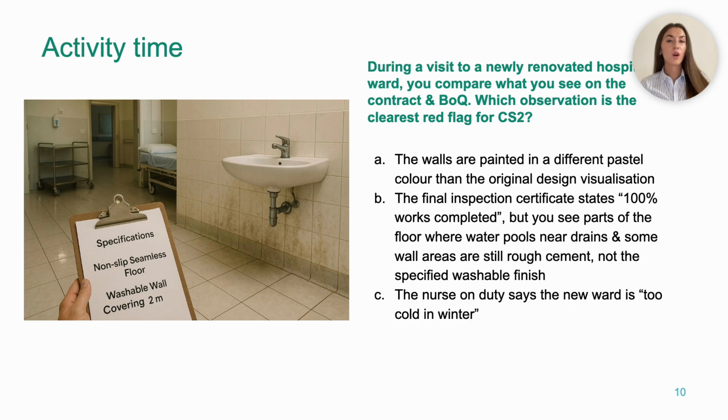The correct answer here is option B. But why is this a clear corruption scheme 2 red flag? Well, because corruption scheme 2 is all about the gap between what was paid for and what was actually delivered.